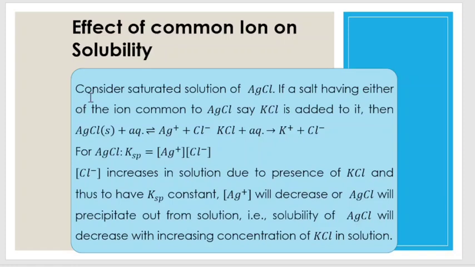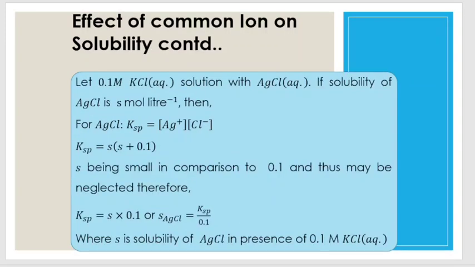Effect of common ion on solubility. The solubility decreases due to the common ion effect as the dissociation is suppressed. For example, AgCl: when we add KCl to it, as Cl- is the common ion, AgCl dissociation is suppressed and hence the solubility decreases. You can see here clearly. So that is all about the solubility product.